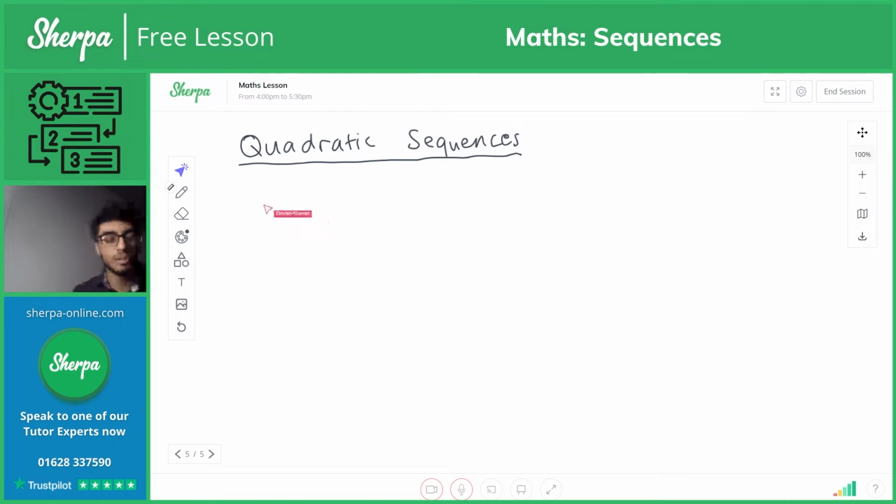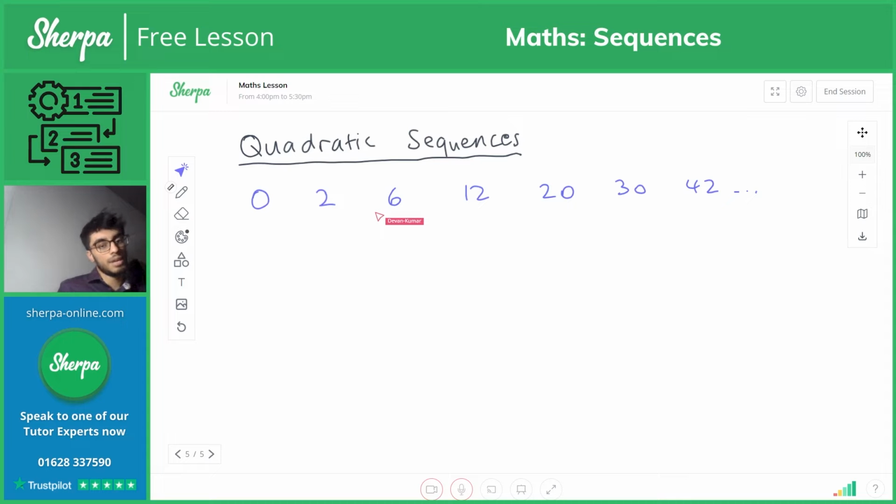So quadratic sequences are as such. For example, an example of a quadratic sequence is 0, 2, 6, 12, 20, 30, 42, and so on. The funky thing with quadratic sequences is you only need 3 terms to be able to tell you the rest of the sequence. Remember, with arithmetic sequences, I said you just need 2 terms to know which arithmetic sequence it is. With quadratic sequences, there's an added layer of difficulty.